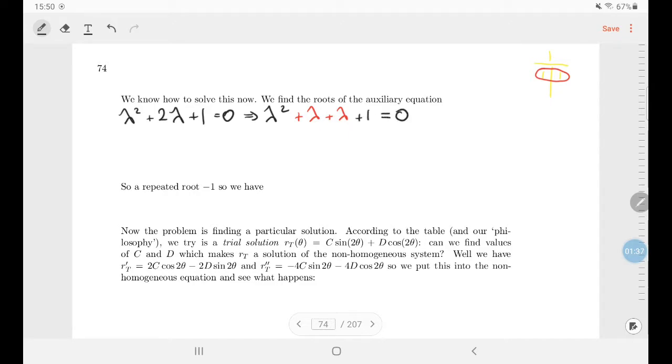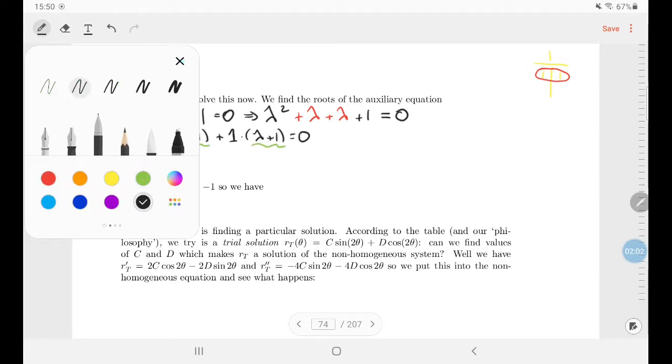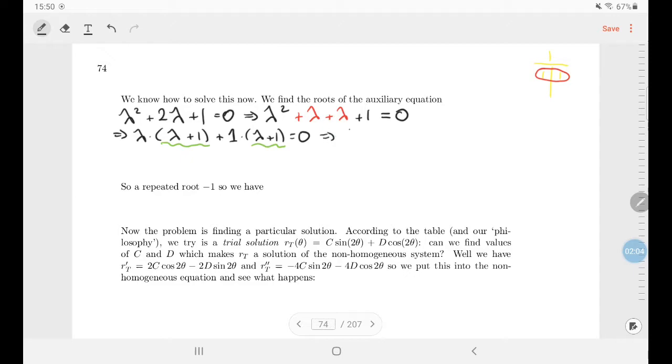Now I can take out the common factor of lambda out of the first two, and I'm left with lambda plus 1. And I need to take something out of the second two that leaves lambda plus 1 again, and the only reasonable answer there is 1. Now I've got a common factor of lambda plus 1, so I can take that out as a common factor. And what am I left with?